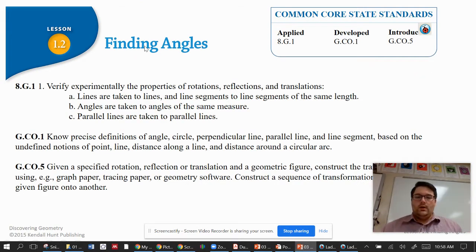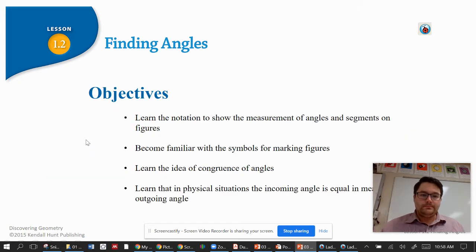Okay, so we're going to go ahead and start lesson 1.2 today. This is all about finding angles, which mostly is going to be the definitions that go along with angles. And again, making sure that we really have that specific meaning for geometry. You've probably heard of things like angles before, but we need to know what specifically that means in geometry when we say the word angle. Other than that, that's what we're working on today.